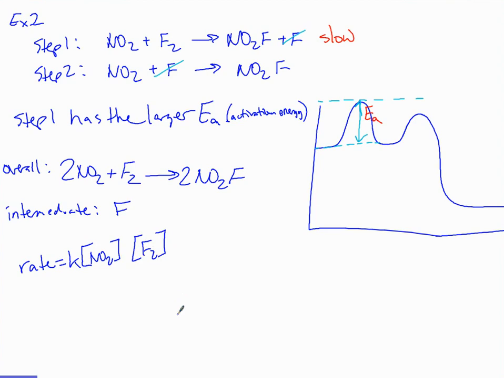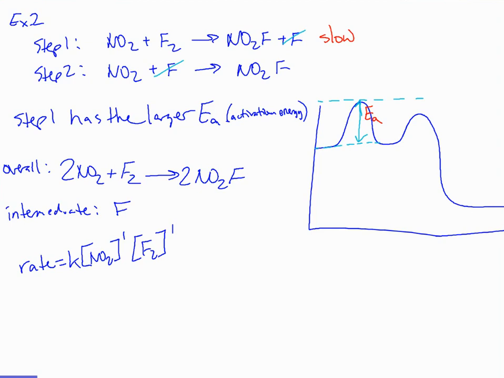Order for nitrogen dioxide. Is that first order, this one? Okay. Now fluorine, first order. Comes from the slow step, the stoichiometry of the slow step. Will the slow step always have both of the reactants in it? What if step 2 is the slow step? Not necessarily.